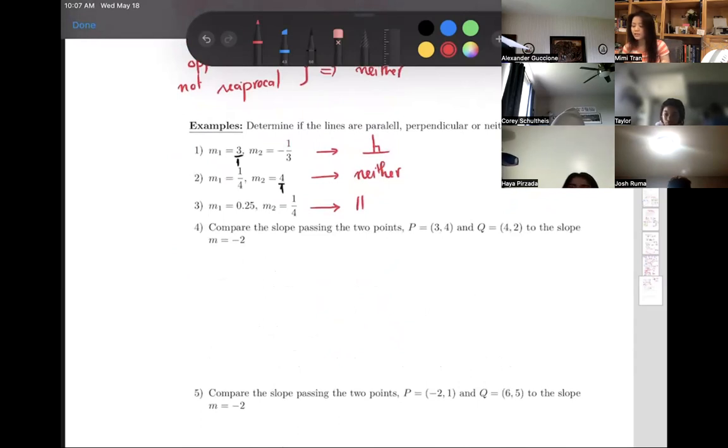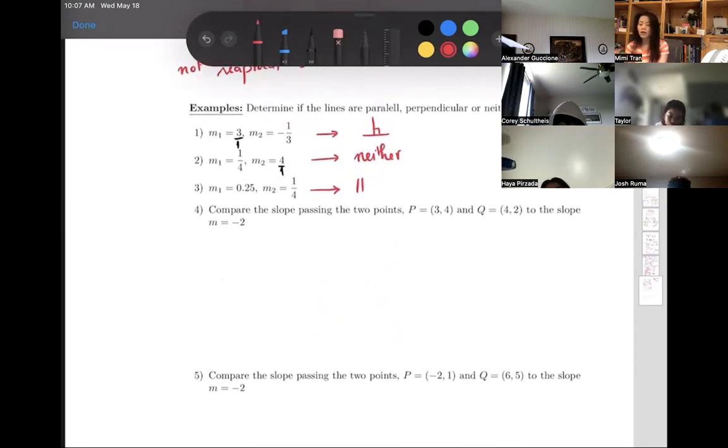Compare the slope passing through the two points to the slope m equal -2. Now a little bit harder. I don't give you the slopes straightforwardly like examples 1, 2 or 3, but I give you a point and I only give you one of the slopes. So one of them is m equal 2. Let's find the other one. So m equal what?